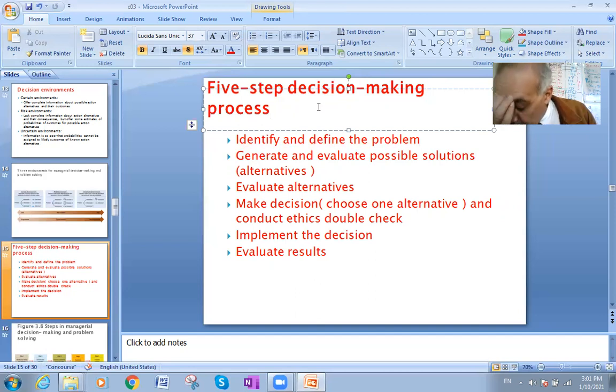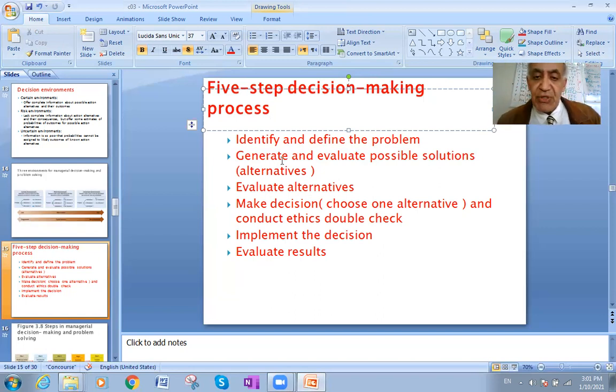Decision making means choosing among alternatives. When you say I am deciding, I'm making a decision, it means you have two options or more and you have to choose only one of them. You have to choose only one of those options.